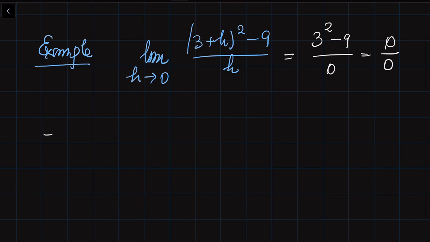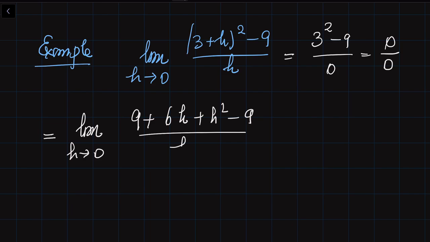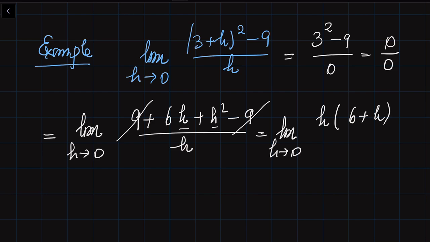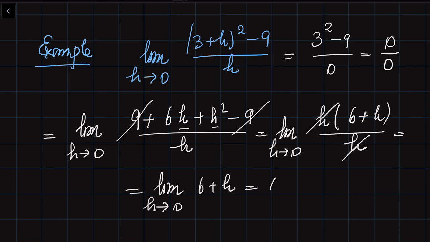By just opening the brackets, we can write this as the limit as h goes to 0. Let's open the brackets. It's going to be (9 + 6h + h² − 9)/h. Then this 9 and 9 are going to be cancelled out. We can take out the h from the brackets for these two terms. If I take out the h, it is going to be (6 + h) here, divided by h. So we can divide by this h, and what we are going to have is the limit of 6 + h. When h goes to 0, it is going to be equal to 6.